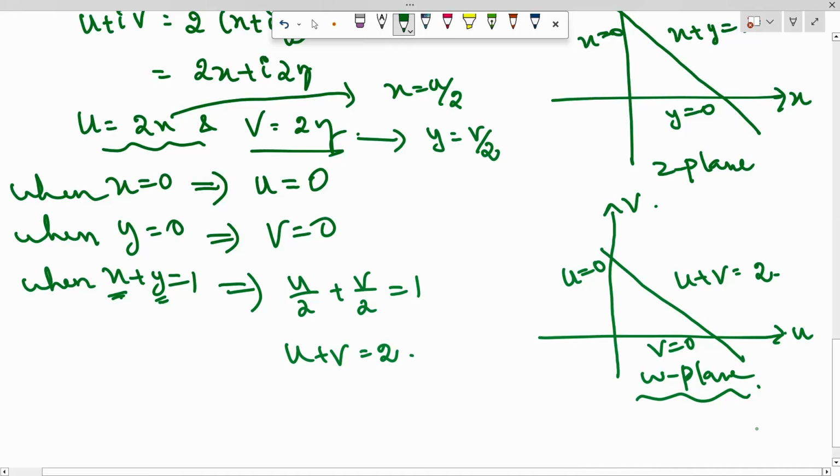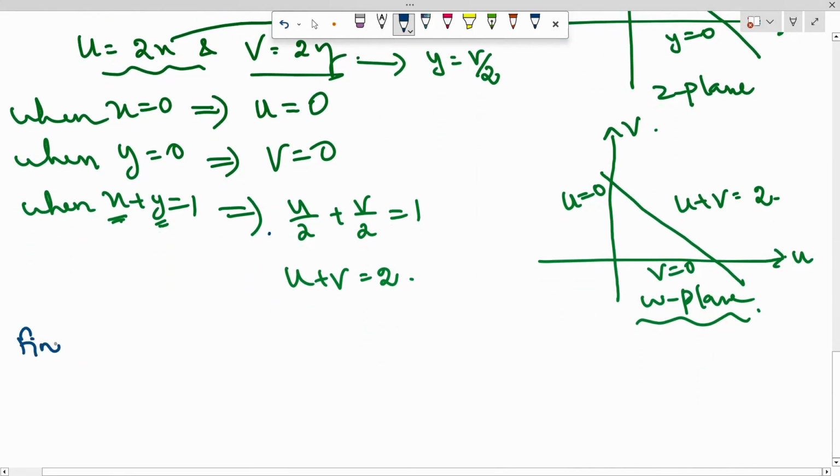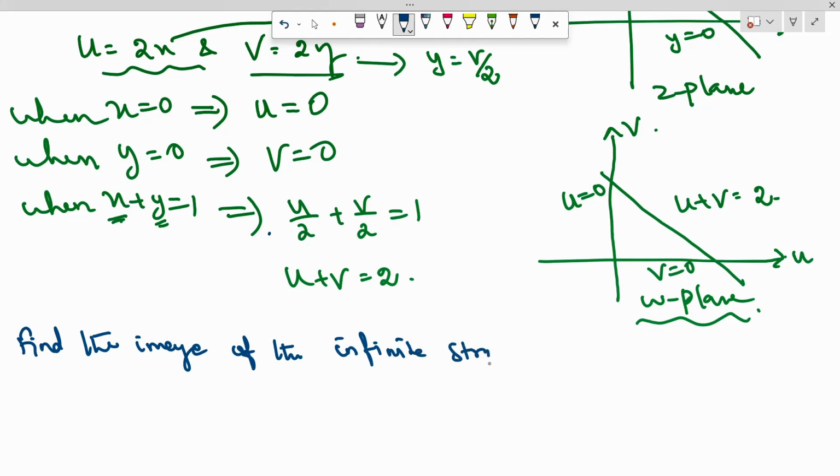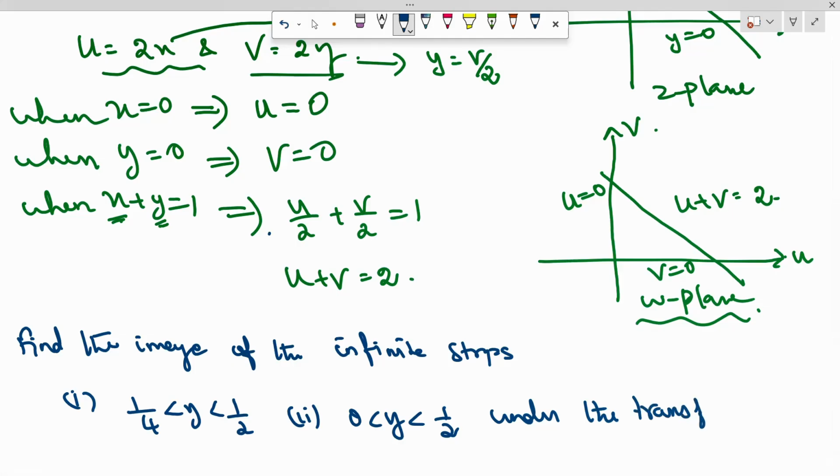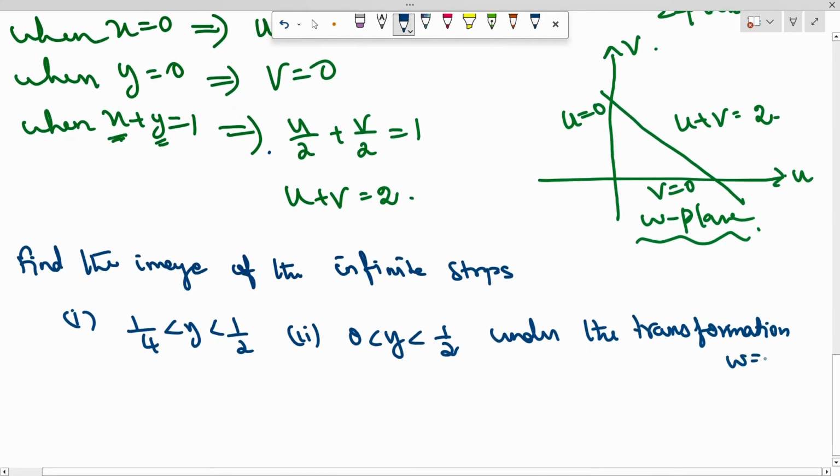Okay. Next problem. Find the image of the infinite strips 1/4 < y < 1/2 and 0 < y < 1/2 under the transformation w = 1/z.